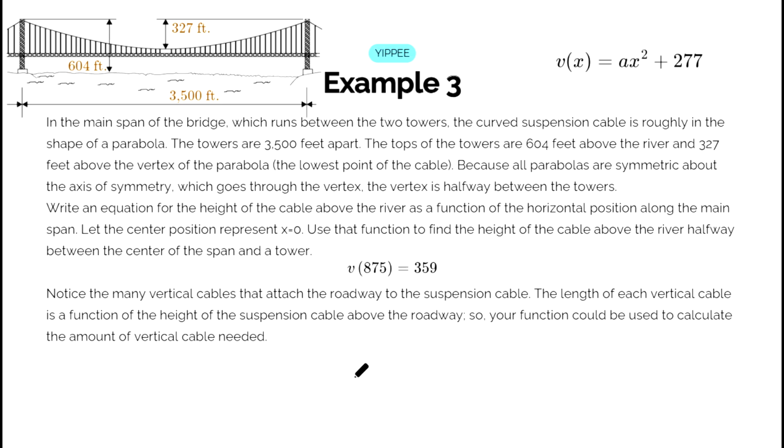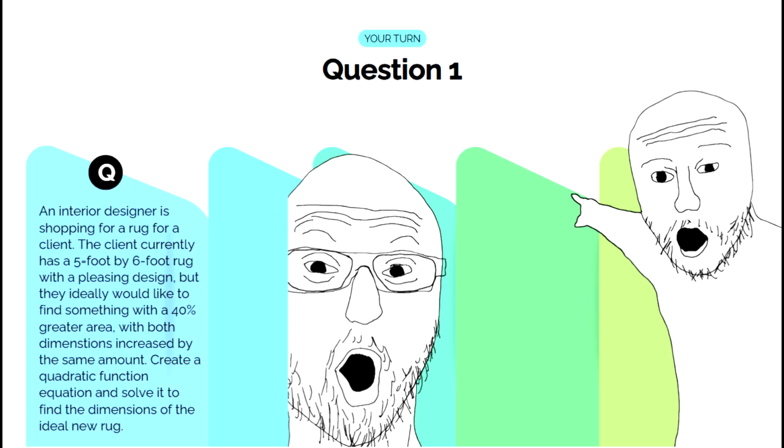Notice the many vertical cables that attach the roadway to the suspension cable. The length of each vertical cable is a function of the height of the suspension cable above the roadway, so your function can be used to calculate the amount of vertical cable needed. I'm so happy about that, and I hope I never have a job that requires me to do that.